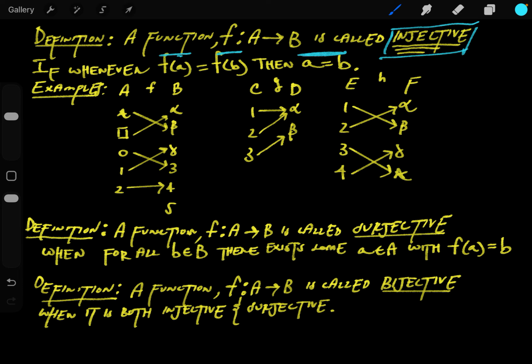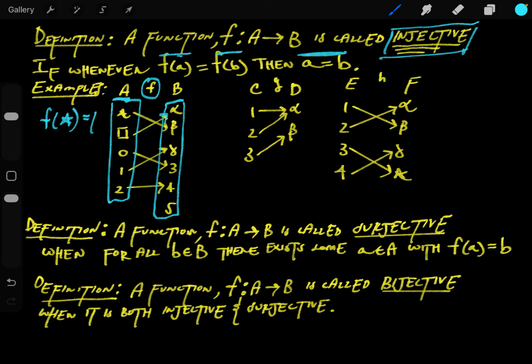An example of an injective function would be something like this f right here from the set A, where these are the elements of A, and these are the elements of B, and f is denoted with these arrows. For example, f of star equals beta right here, because star is sent to beta. You can see that we can't ever have f of a equal to f of b when a and b are different.